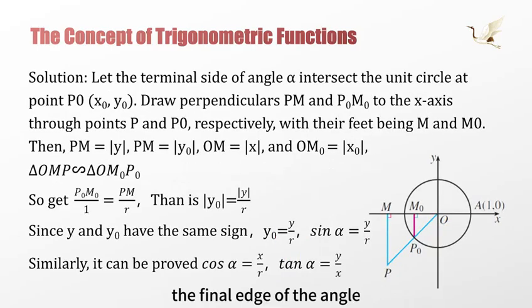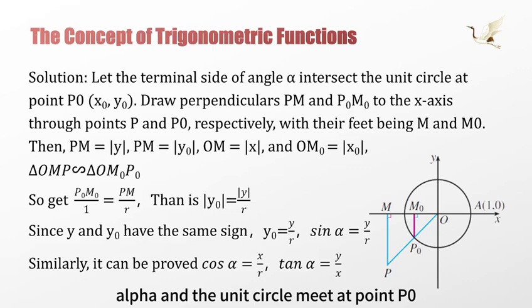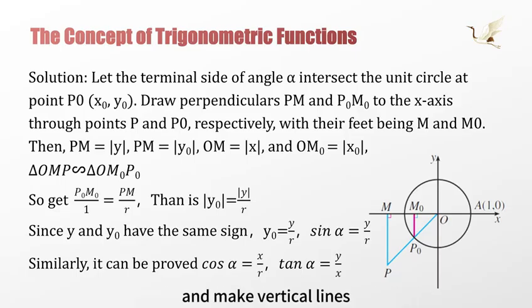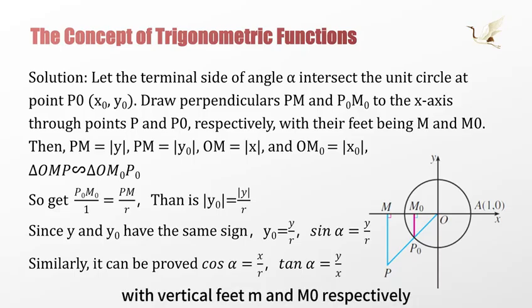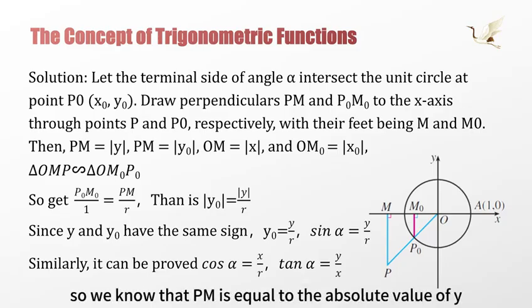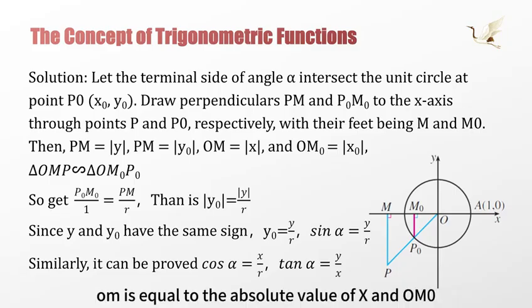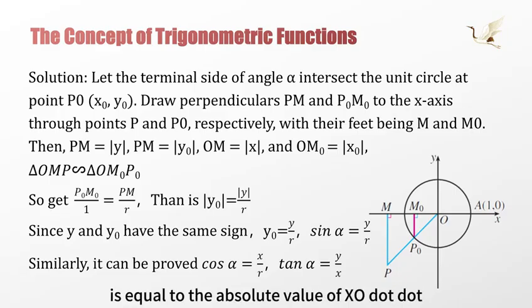The terminal edge of the angle alpha and the unit circle meet at point P0. The coordinates of P0 are (x0, y0). We pass through points P and P0 respectively, and make vertical lines PM and P0M0 to the x-axis, with feet M and M0 respectively. So we know that PM is equal to the absolute value of y, and P0M0 is equal to the absolute value of y0. OM is equal to the absolute value of x, and OM0 is equal to the absolute value of x0.